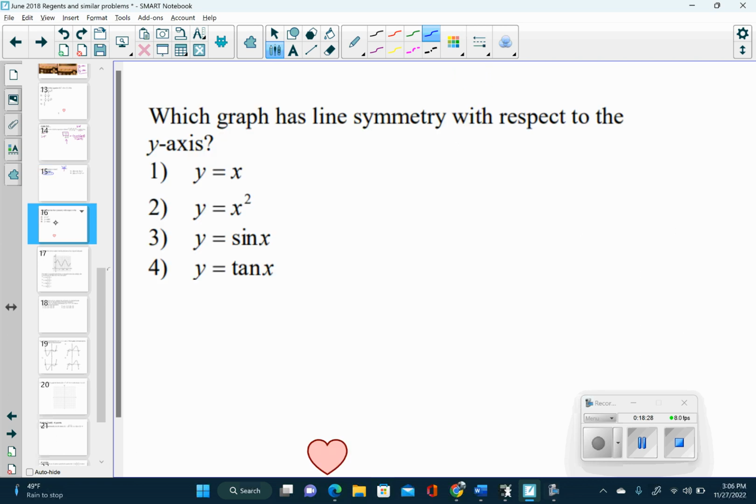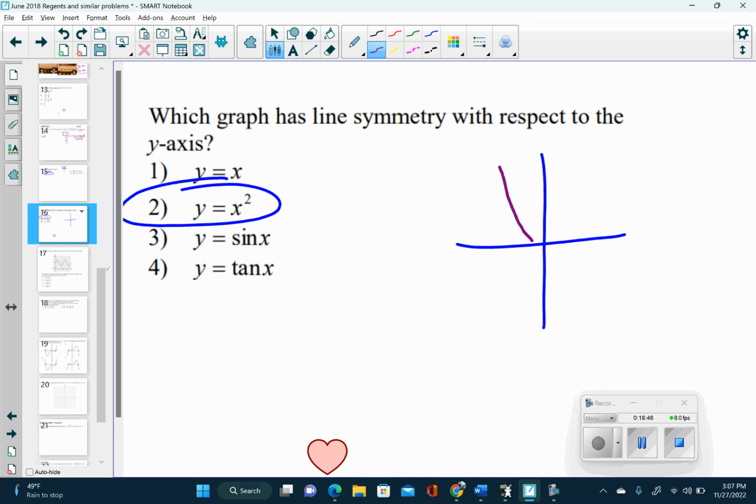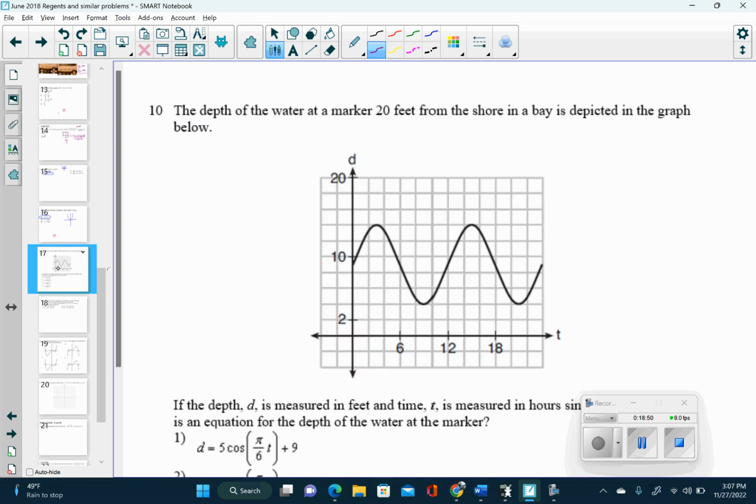Which graph has line symmetry with respect to the x-axis? Again, you're looking for something that is the same on the left side as well as on the right side, and you should see that 2 is the correct answer, because if you graph it, it looks something like that, which the left side is equal to the right side. Okay, next one. All right, we're doing good.